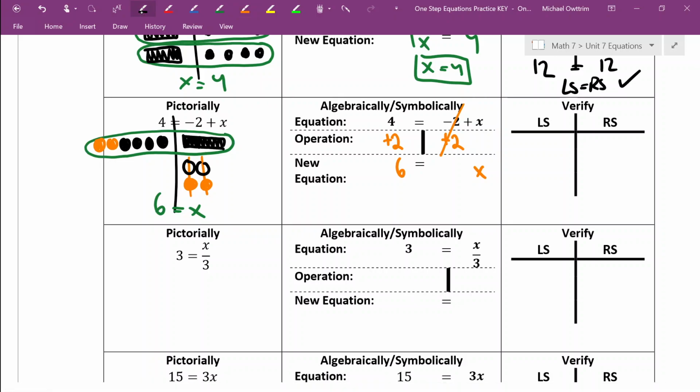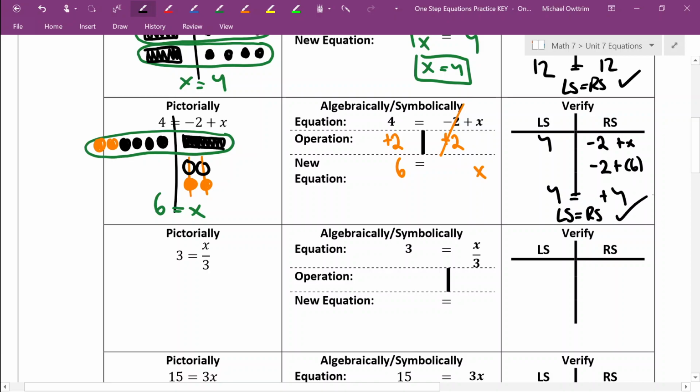Okay. In terms of my verification, the left side of the original equation was 4. The right side was negative 2 plus whatever x is. I think that x is 6, and negative 2 plus 6 has different signs, so we subtract the numbers. 6 take away 2 is 4. The bigger integer was 6, and it was positive. Is 4 equal to positive 4? Yes, it is. So indeed, the left side is equal to the right side.